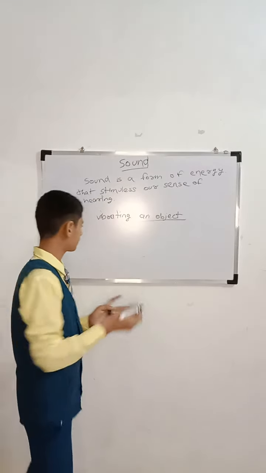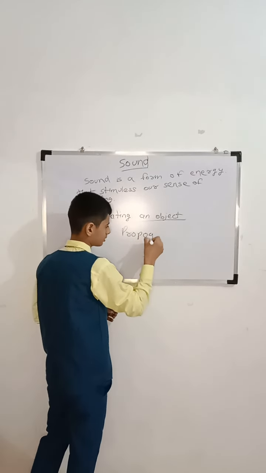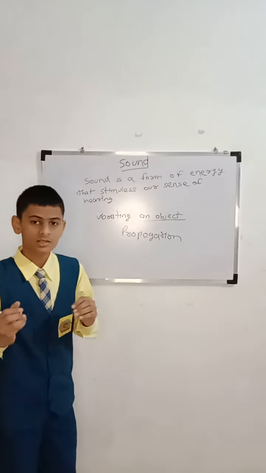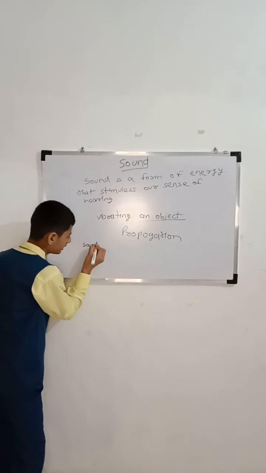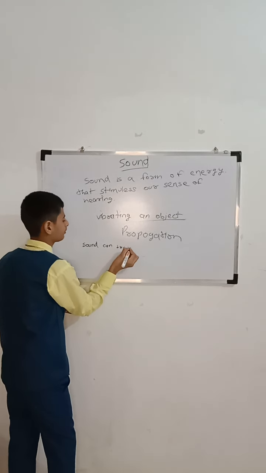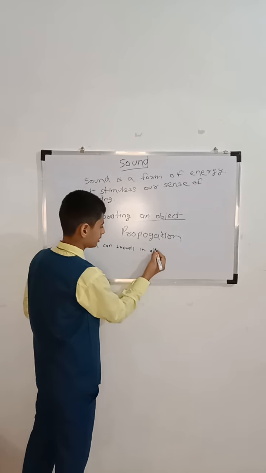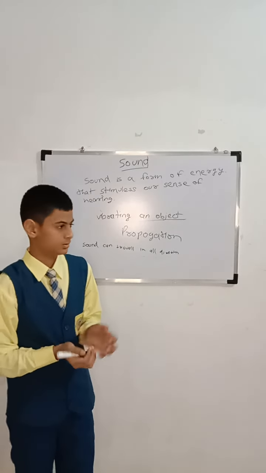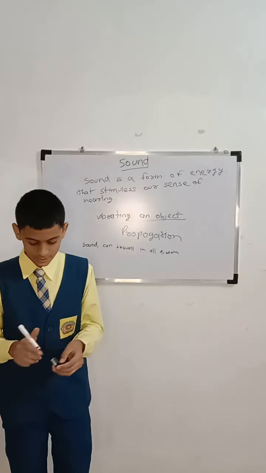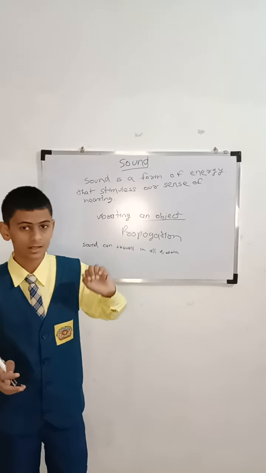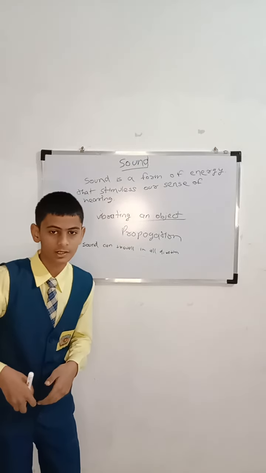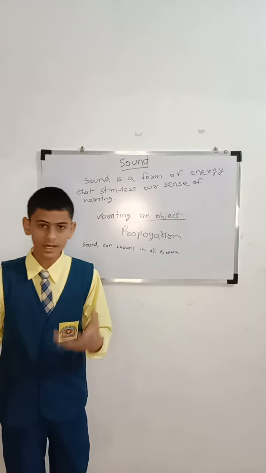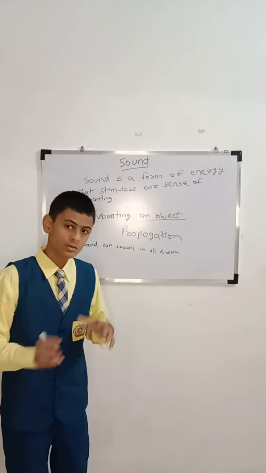So now, what is propagation of sound? Propagation of sound means that sound can travel in all directions. You have noticed that if music is playing in your neighbor's house, it reaches you, but not in a straight line. You can hear it at 5 meters also. If you go far, you can still hear it. If you change your position, you can hear that music.